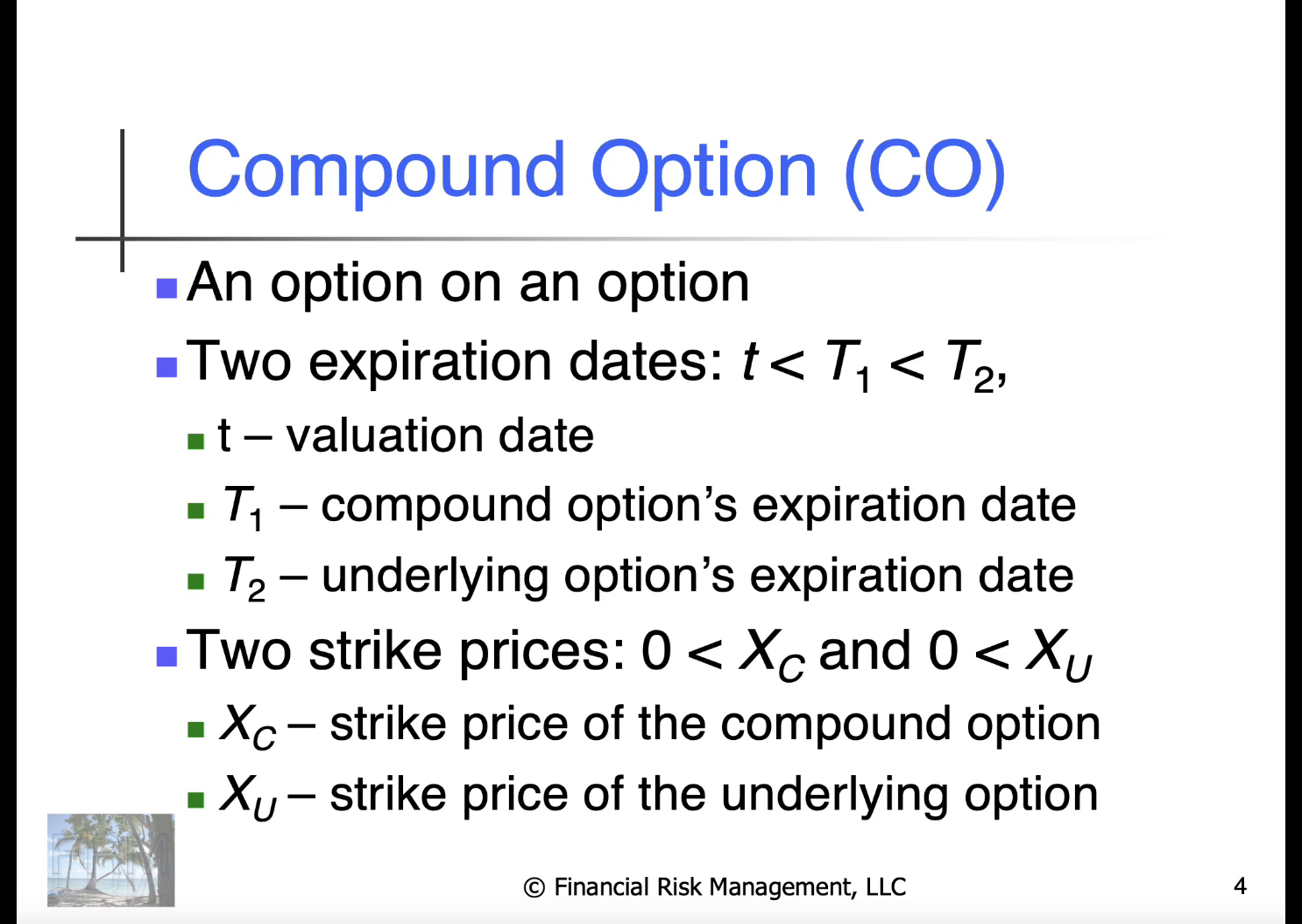There's two different dates. T1 will denote the compound option's expiration date. T2 is the underlying option's expiration date. And little t will be the valuation date. So standing at little t, we could buy a compound option that expires at T1, and the underlying option expires at T2. And so there are two different strike prices. One is the strike price of the compound option, and the other is the strike price of the underlying option.